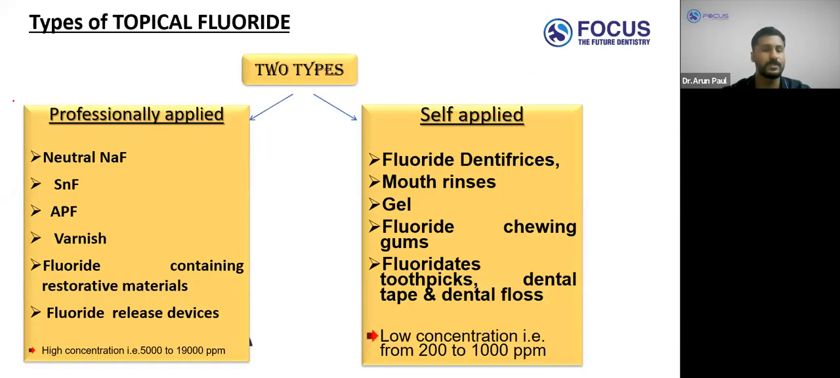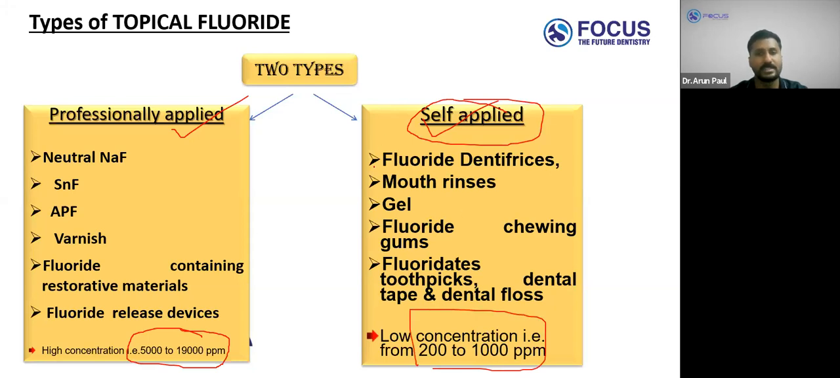We have different types of topical fluorides. Predominantly they are classified into professionally applied and self-applied. Professionally applied are those topical fluoride systems delivered by the dentist, dental hygienist, or auxiliaries. Self-applied are applied by the patient himself. The main reason for this classification is the concentration. Professionally applied ones are done by dentists or professionals, so you can give a higher concentration because it is under supervision. Whereas with self-applied, being used by patients, there are high chances of toxic effects, so it is given at a very low concentration of 200 to 1000 ppm.